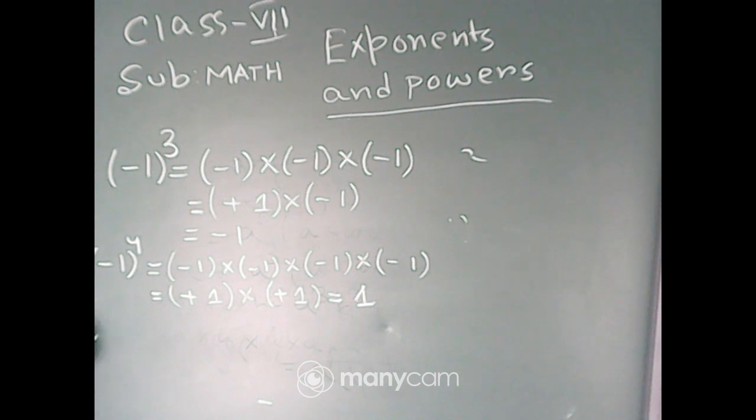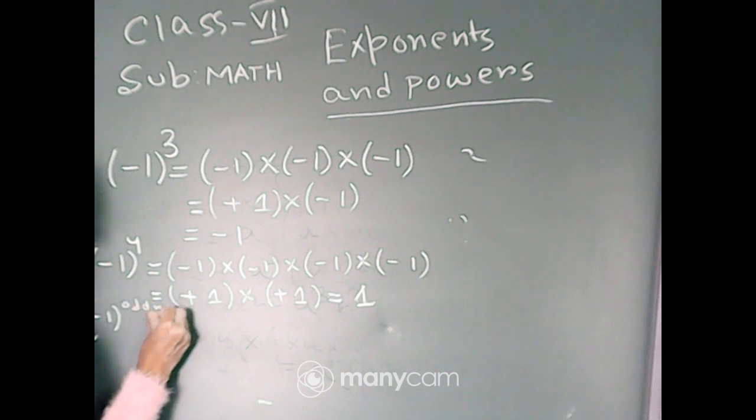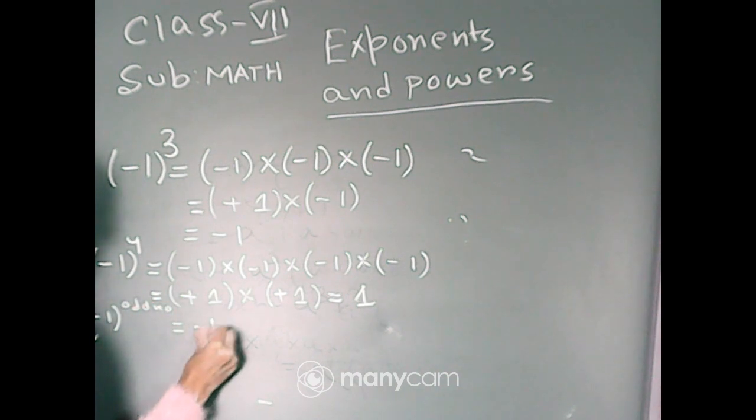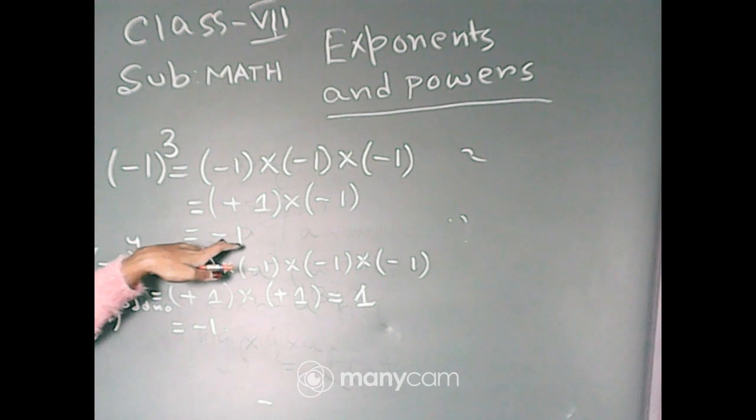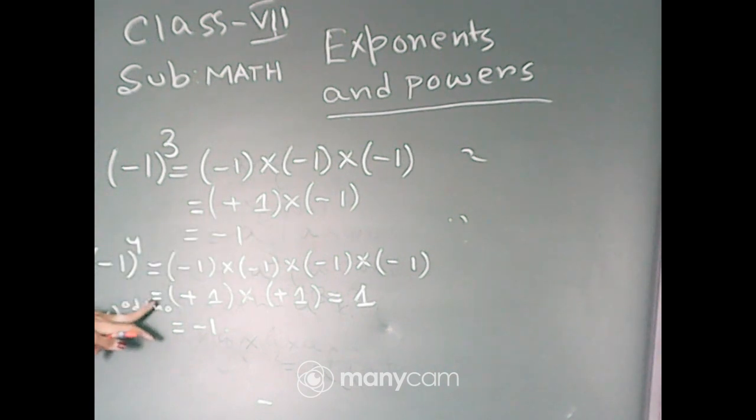Therefore, we see that minus 1 to the power odd number is equal to minus 1. Here the power is 3 and this is an odd number. So, we get the answer minus 1. Therefore, minus 1 to the power odd number is equal to minus 1.